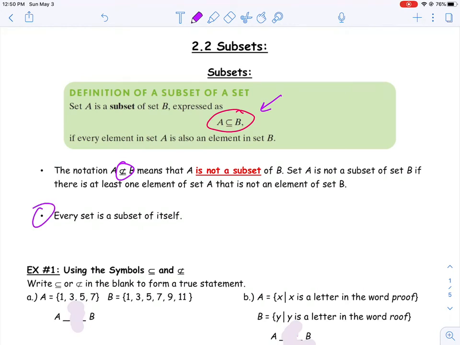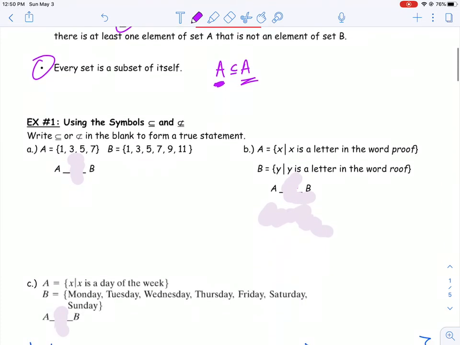This one down here says that every set is a subset of itself. So I could say that A is a subset of A. Well, technically that's true because every element of A is also in A, right? Because they're the same exact thing. So any set is a subset of itself. Let's do some examples and maybe it'll clarify a little bit more.